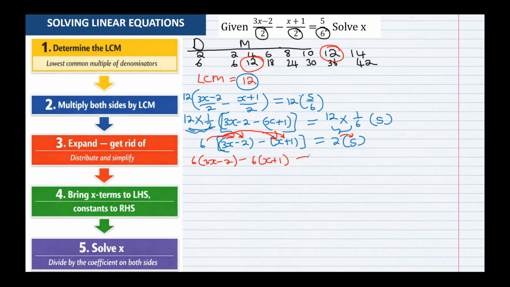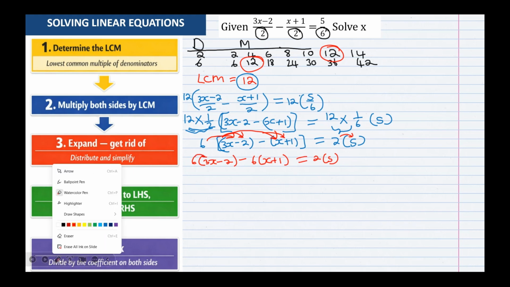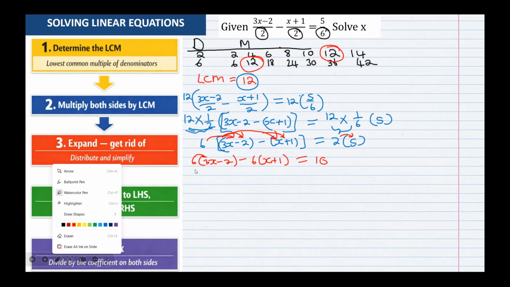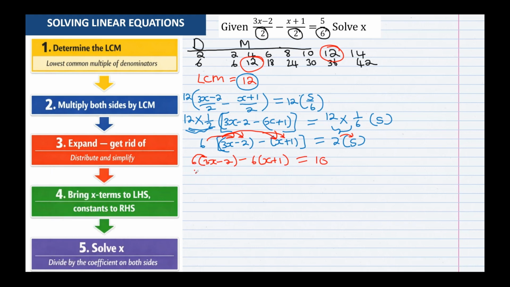So now we multiply this in. Okay, let's just do this. This is going to be 2 multiplied by 5 is 10, right? So let's just multiply that side. So we have 10, right? So now let's go. So this is 6 multiplied by 3x, and that's 18x. 6 multiplied by minus 2 is minus 12. And in here we have minus 6 multiplied by x, minus 6x. And then minus 6 multiplied by plus 1 is minus 6.